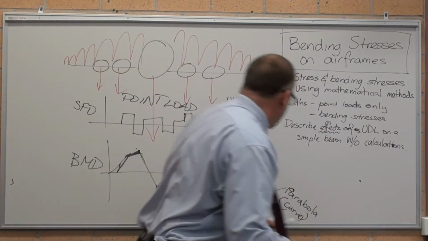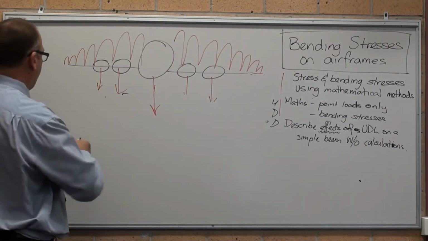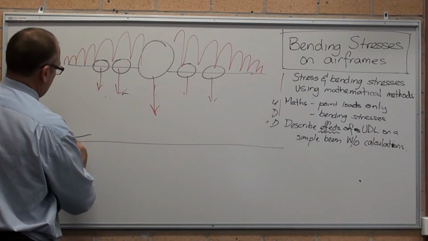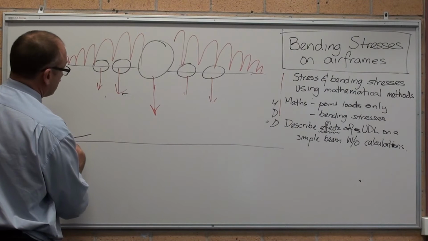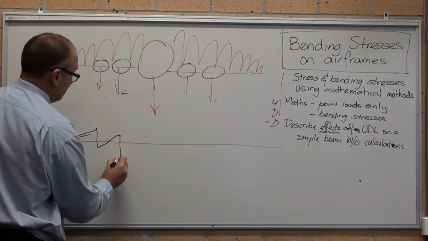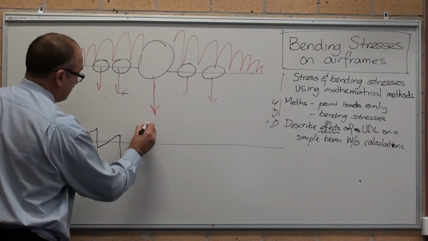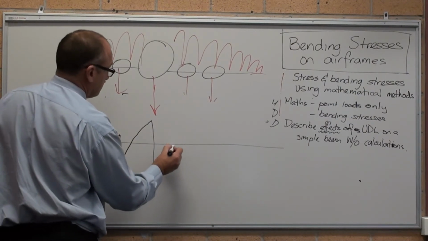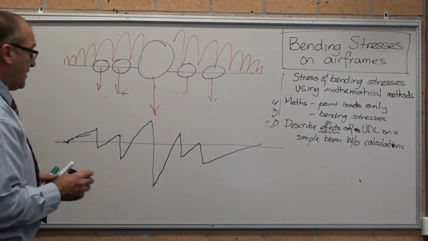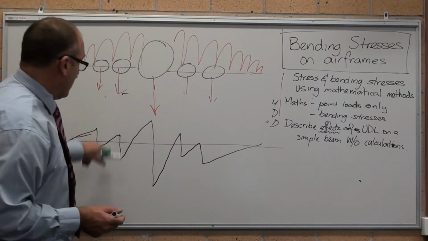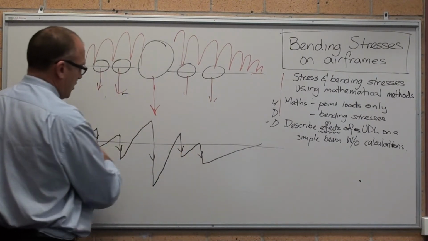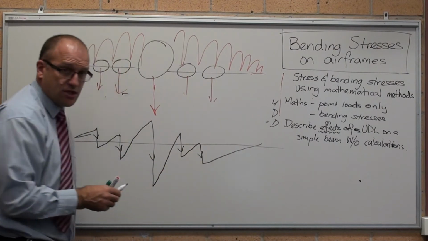Let's have a look now at what's happening in the aircraft. Shear force diagram. Goes up, goes down. It looks something like that. We're following the engines down where there is a point load. Where there's uniformly distributed load, it's sloped, as I just said.